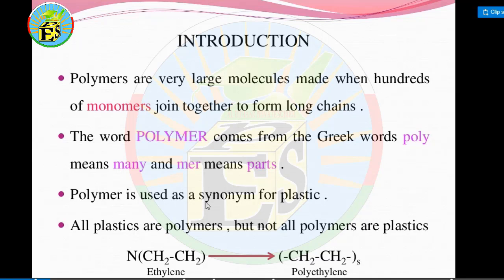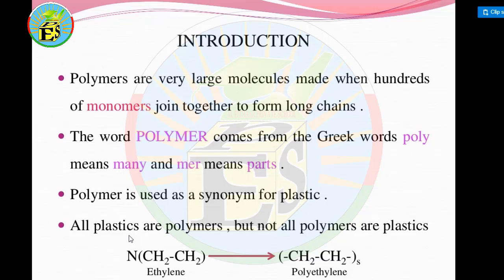Polymer is used as a synonym for plastic. Synonym means the same name or another name; another name of plastic is polymer. So all the plastics are actually polymers. Small units are joined together to make a big unit called polymer. So here if you can see, all plastics are polymers, but not all polymers are plastic. Maybe they are something else.